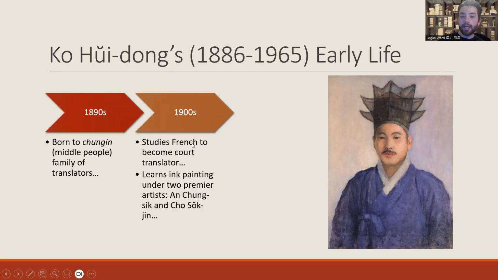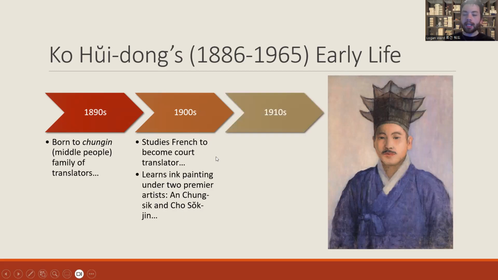And so he actually went to study French, right? So thinking about modern Korea, they're starting to have relationships with these modern empires like France. So they need French translators. And he actually studied ink painting under the two premier painters at the time. An Jung-sik was the one who painted that hybrid painting we were talking about earlier with the mountain and the buildings. And another painter named Jo Suk-jin.